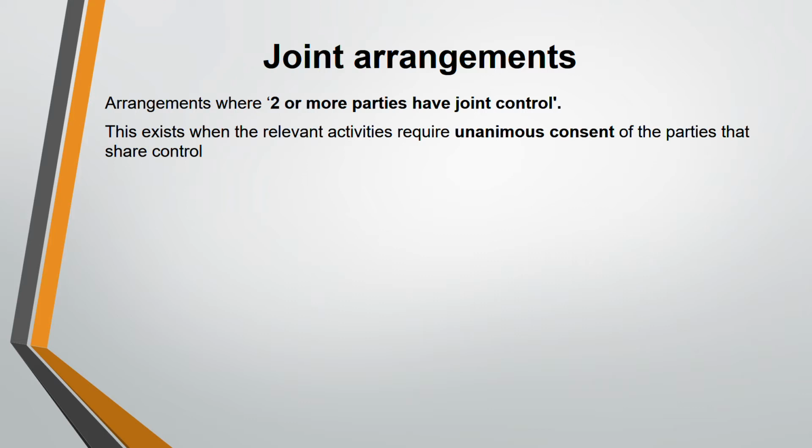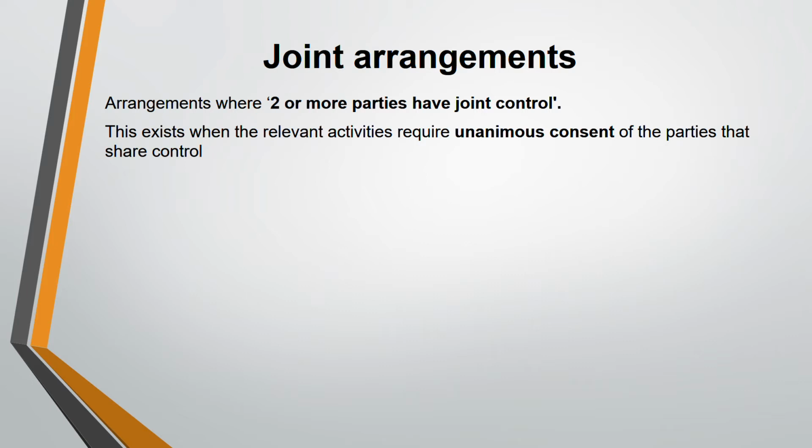Number two, whether for any decision unanimous consent is taken from the parties that are sharing the control. For any decision you have to see whether unanimous consent of all the parties is there or not. So these two things have to be there for it to be a joint arrangement: two or more parties having joint control, and unanimous consent of all the parties for decision making. If these two are there, it is identified as a joint arrangement, and then we go to the next step.